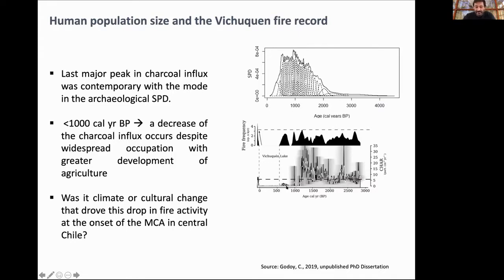And then the Vichuquen record has almost no fires in it whatsoever for the last 1,000 years. You can only see the very, very recent fires that we've had in 2015, and that's that peak right there. So that's the magnitude of the very recent fires, which are pretty catastrophic compared to the fires that we were having in the Paleo record 1,000 years ago. So we were asking, was this climate change or was it human activity that was driving this fire record in the Vichuquen record? And so we're trying to control for both of those.